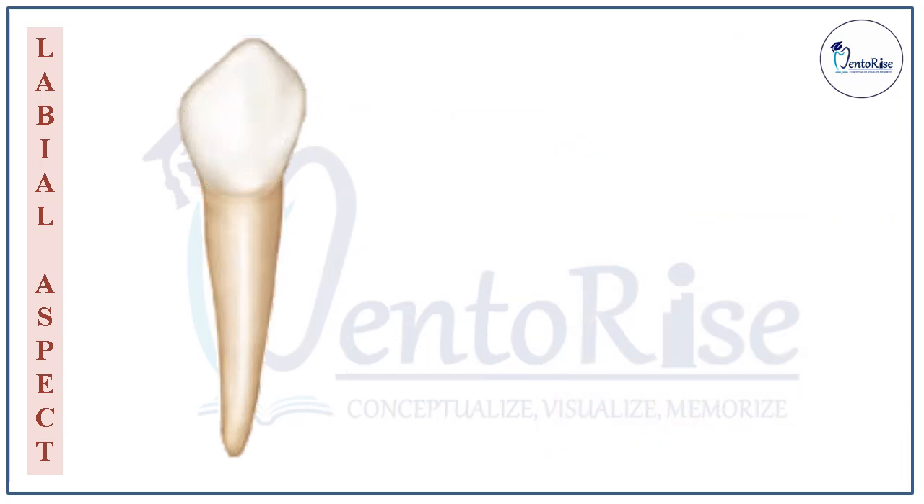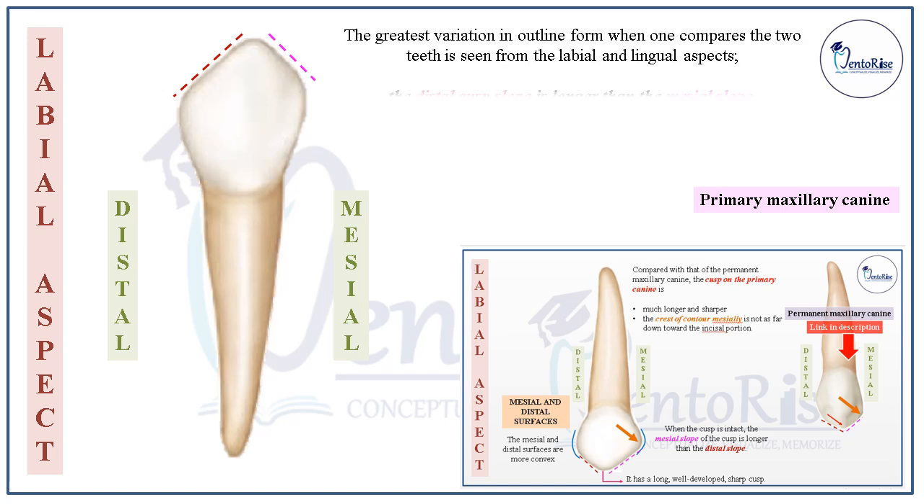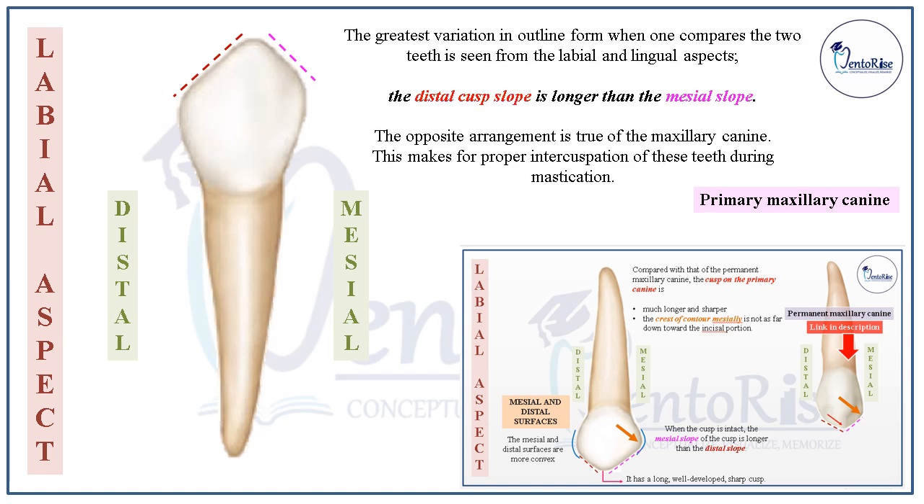The biggest difference between the primary mandibular canine and the primary maxillary canine lies in the mesial and the distal cusp slopes. To recall, in a primary maxillary canine, the mesial cusp slope is longer than the distal cusp slope. However, the opposite is true in the case of primary mandibular canine, wherein the mesial cusp slope is shorter than the distal cusp slope, or we can say the distal cusp slope is longer than the mesial cusp slope. You can observe the figure. This arrangement is there to make sure that there is proper intercuspation of teeth during mastication.